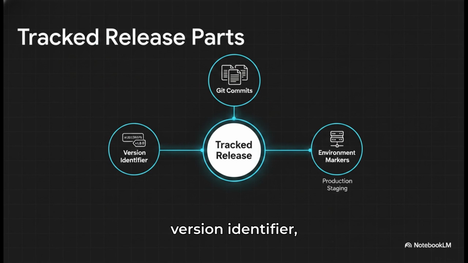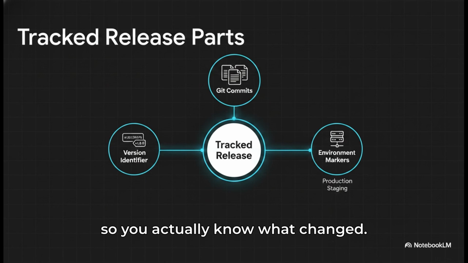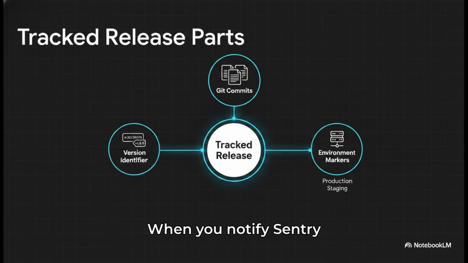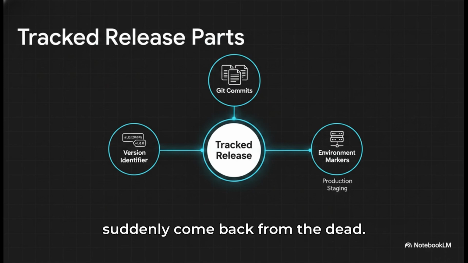To make this work, a tracked release requires a few key ingredients. You need a specific version identifier, that's usually a git SHA or a semantic version tag. You absolutely need the associated git commits so you actually know what changed. And finally, you need environment deploy markers, just so you know if this code went to staging or straight to production. When you notify Sentry the release has happened, it auto-discovers those commits and can instantly identify regressions, meaning you know the second those previously squashed bugs suddenly come back from the dead.